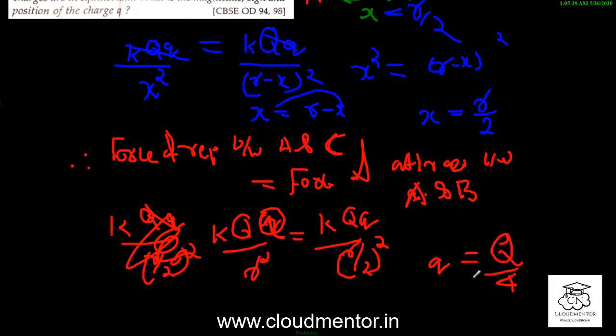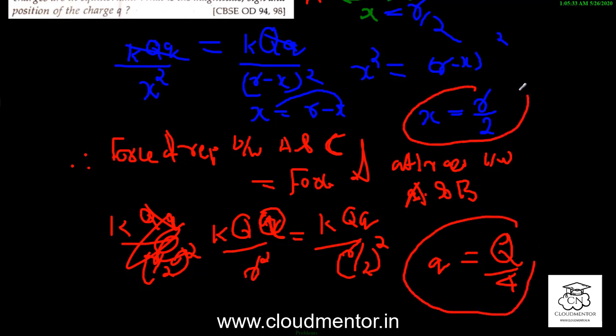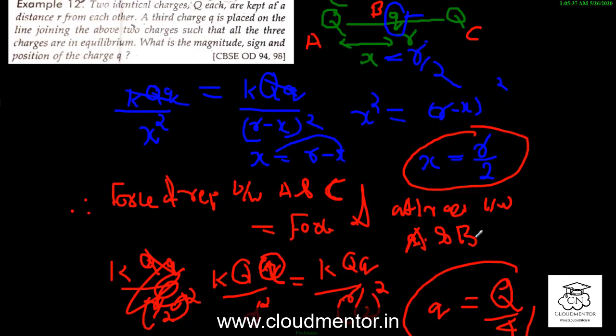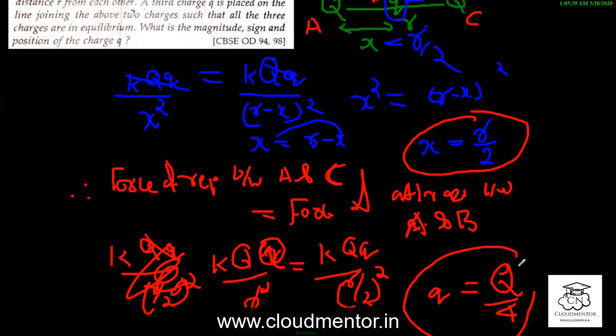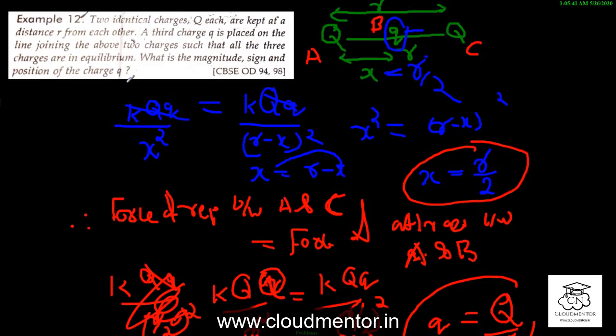So we got the value of q and also the position of q, and the sign must be opposite to that of the capital Q. We don't know the sign of Q; it is not mentioned in the question. So, moving to the next question.